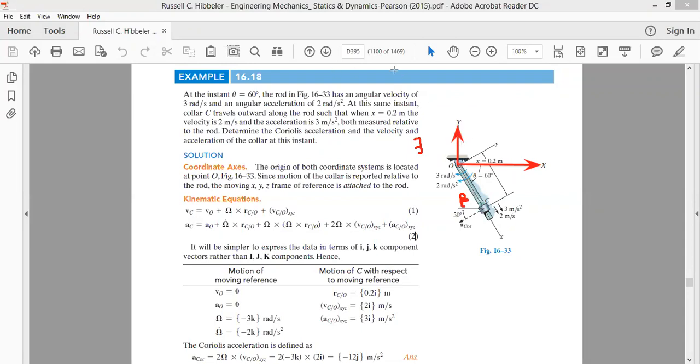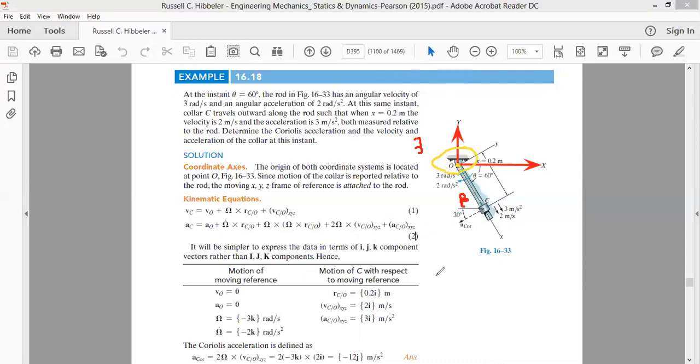So let me highlight it a bit. This is our ground frame of reference, over here. This is the origin of the ground frame of reference. This is the x-axis of the ground. This is the y-axis of the ground.